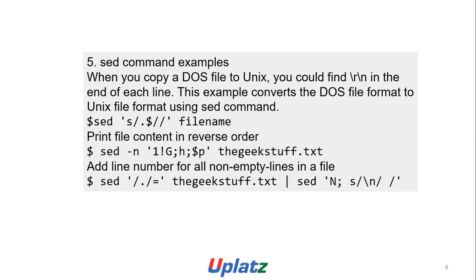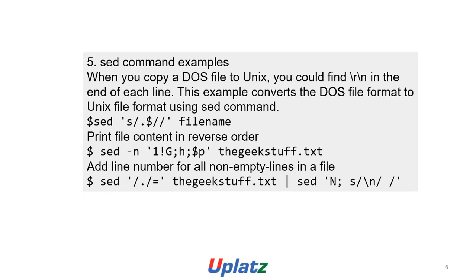SED command examples. When you copy a DOS file to Unix, you could find \r\n at the end of each line. This example converts the DOS file format to Unix file format using the sed command: sed 's/.$//' filename. Print file content in reverse order: sed -n '1!G;h;$p' thegeekstuff.txt.